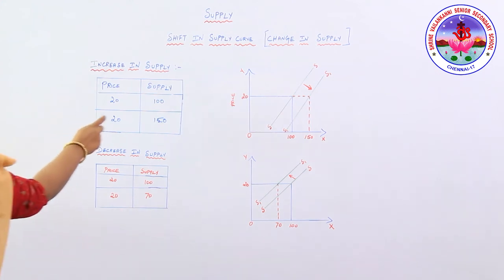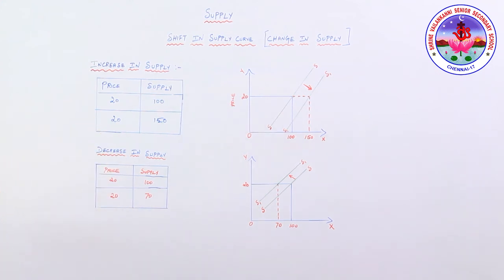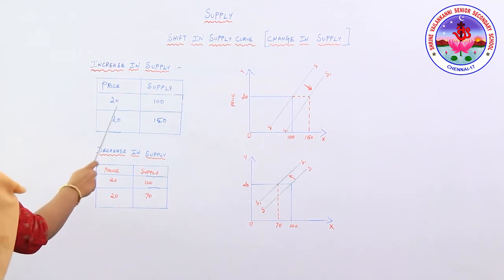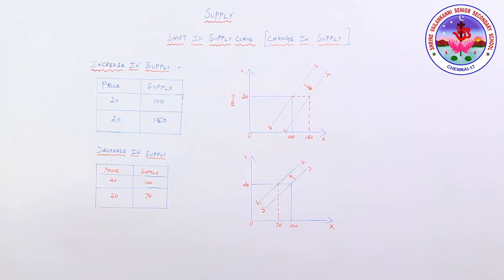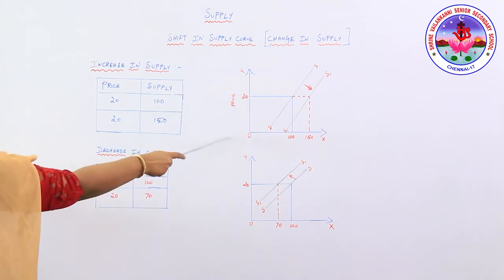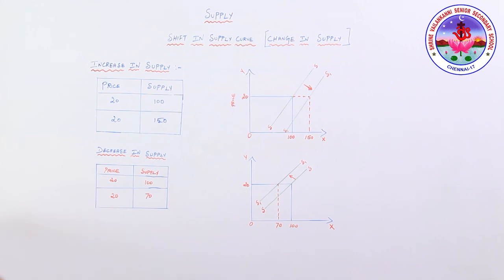Let's see increase in supply and decrease in supply. What is increase in supply? Increase in supply refers to a rise in supply of a commodity caused by any factor other than the own price of the commodity. So what will happen in this case? Supply rises at the same price, or supply remains the same even at a lower price. That leads to a rightward shift in the supply curve, which we have seen in the diagram.